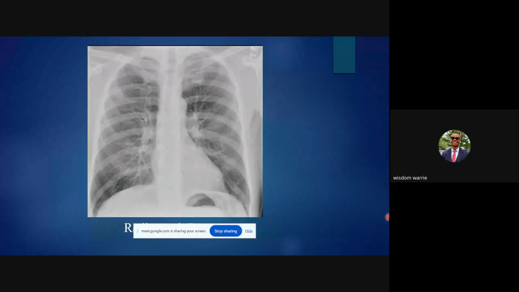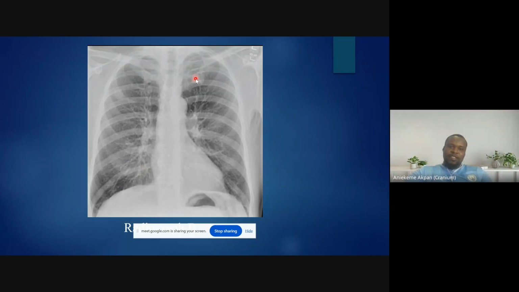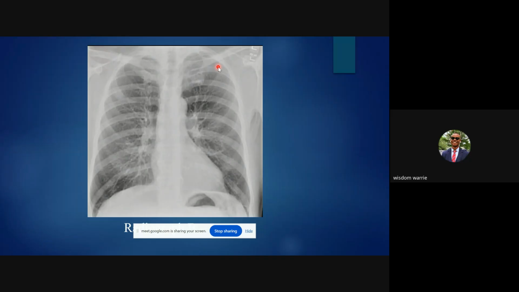Nobody? Okay, there's one person. Rejoice, please unmute and speak. Good evening. I think this is an interstitial pattern because it is diffuse and it has a net-like shape present in both lungs. Yeah, you're actually correct. Though this image did not really help us so much because of the exposure factor. Maybe the patient is a little bit fat, so they would have increased the kVp. But you can see that the exposure factor is also interfering with adequacy.